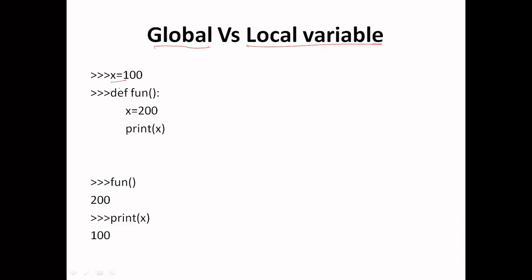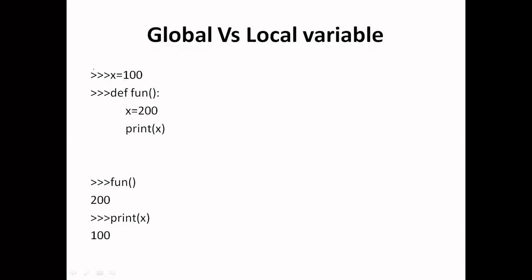In this example, I am taking the variable x with value 100. Then I have defined a function fun. Then it has a variable x whose value is 200. Then I'm printing this variable x, and then I'm calling this function and then printing the value x. So let's see how this will work.